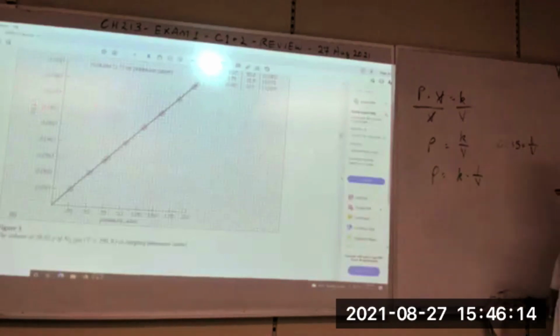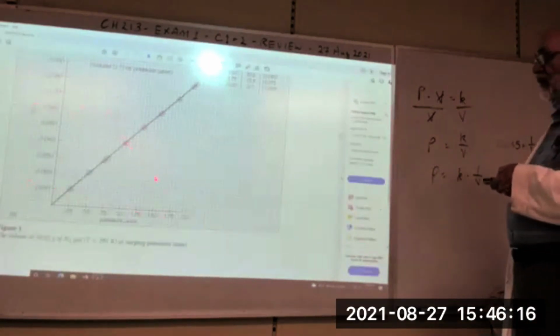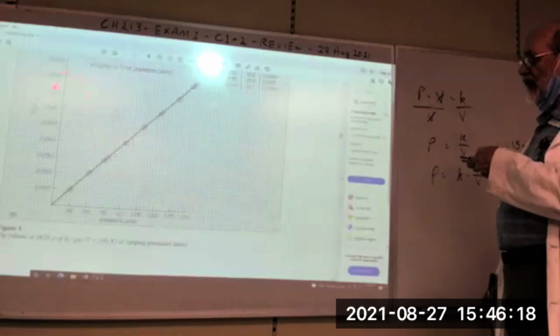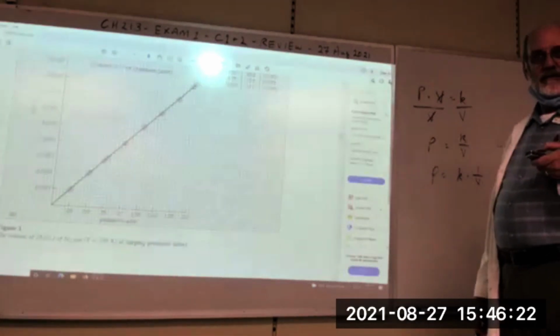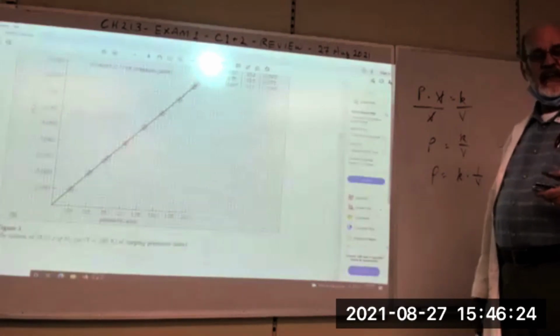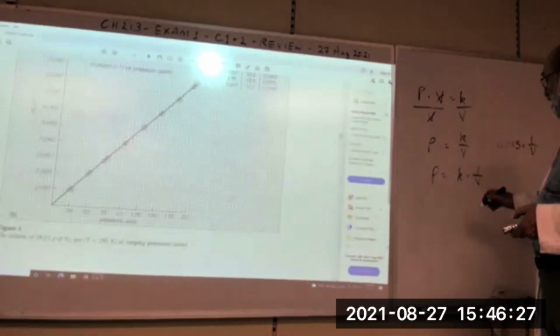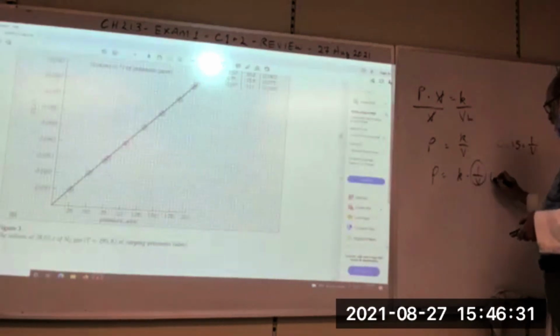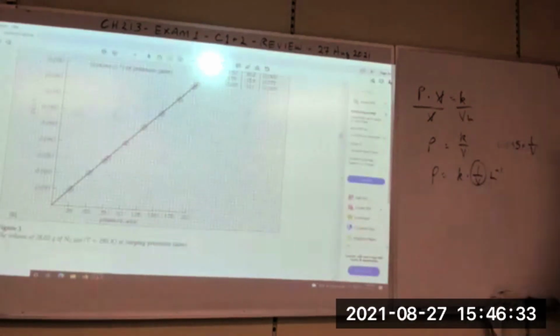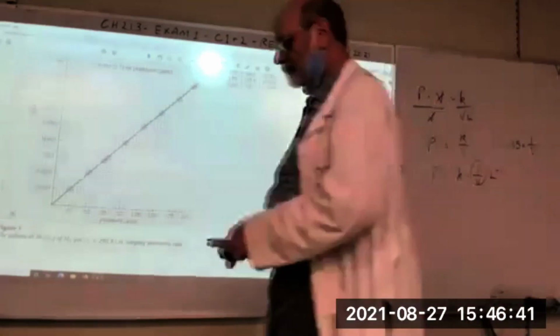Okay. Now, when you draw this graph, what are the units of measure on this axis? Volume. It's the inverse of liters. If volume is in liters, this one's liters, then this one would be liters to the -1. Okay, that's important, to state the right units of measure.